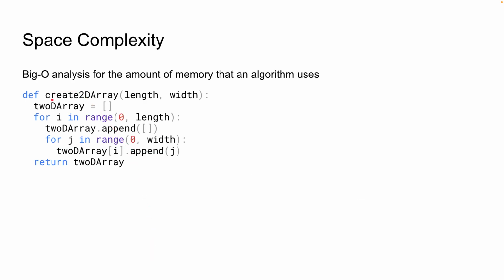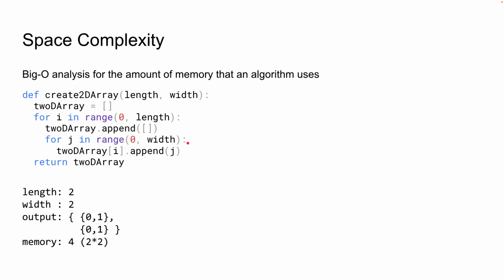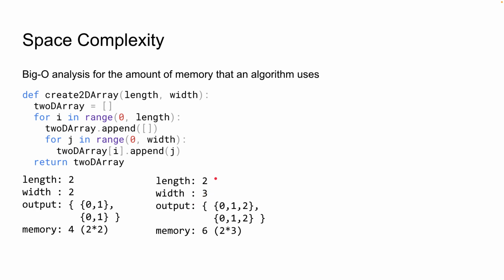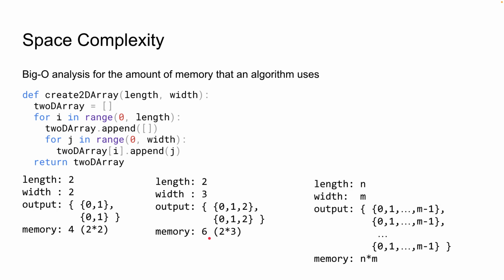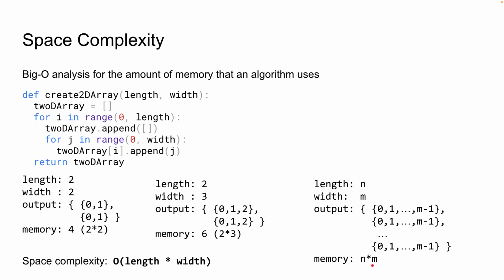Now we have an algorithm to create a 2D array, and we populate it based on the specified length and the width. With a length of 2 and a width of 2, we get a 2D array of 4 elements. When the length is 2 and the width is 3, the array has a size of 6. And generally, when the length is n and the width is m, the 2D array contains n by m elements. So the input numbers here determine the dimensions of the array, so we say the space complexity is O of length times width.